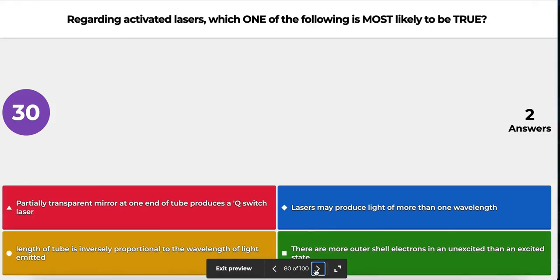Let's move now to the next question regarding lasers. Which one is true? A partially transparent mirror at one end will produce a Q-switched laser, or lasers may produce light of more than one wavelength, or the length of the tube is proportional to the wavelength of the light emitted, or there are more outer shell electrons in the unexcited state than the excited state.